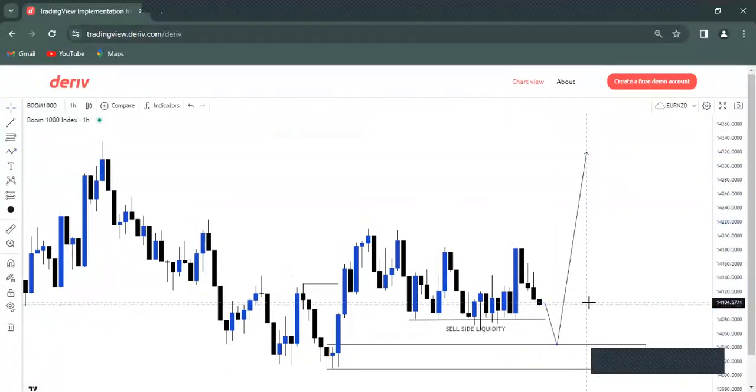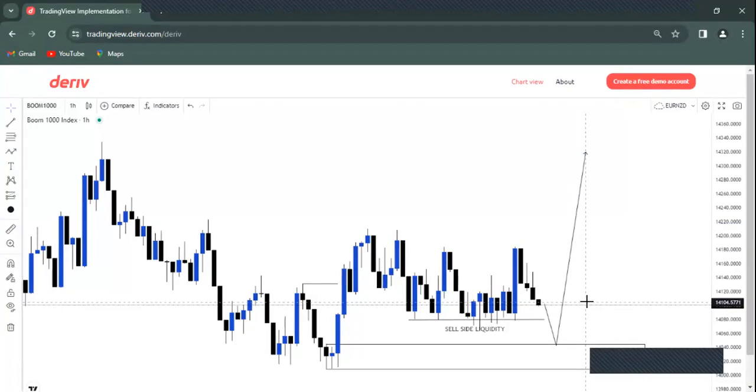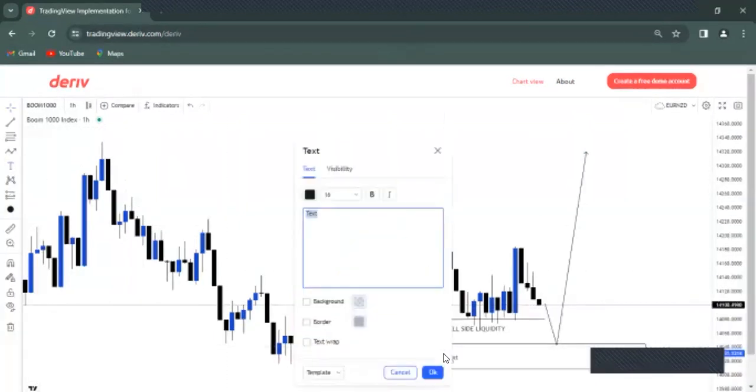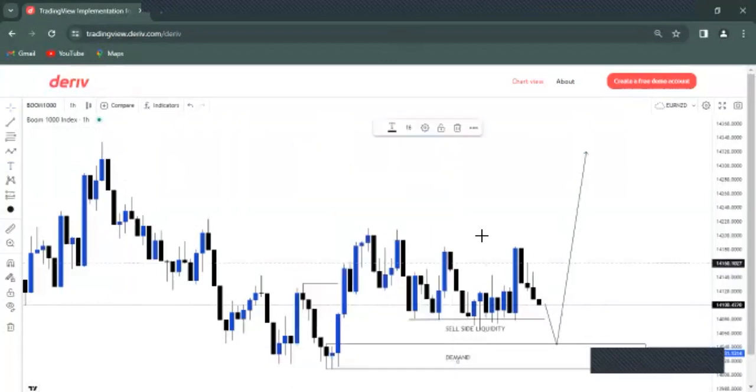I hope you can see that supply and demand plays an important role in the reversal, or in the mitigation of our point of interest. That's where we enter our trades. One thing that I've mentioned earlier is the imbalance in the mitigation process. This is our demand again. Let me label it. This is our demand.